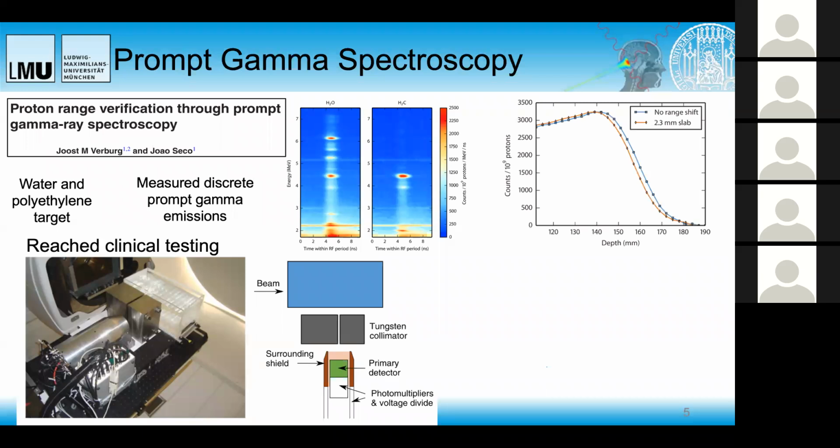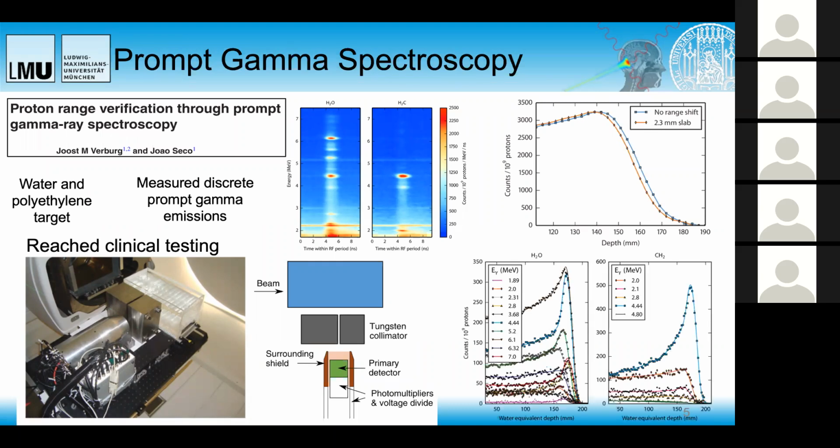And here on the right side, you see a scan parallel to the beam axis, where in the first measurement they introduced no additional material, but in the second measurement they added a 2.3 millimeter slab, and this shift of 2.3 millimeters could be successfully verified in this measurement. And here is a more extensive measurement of the different discrete energy levels of the prompt gamma emissions for the water and again for the polyethylene target. And here you see the results.